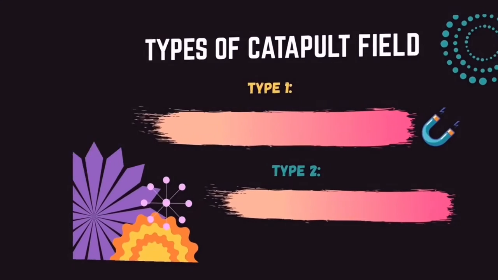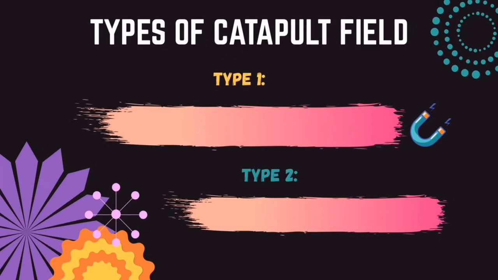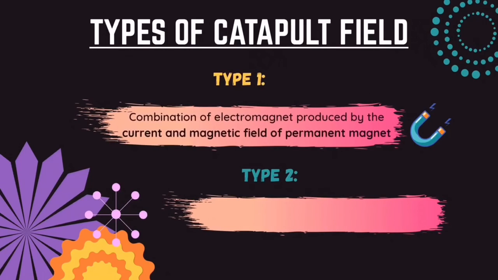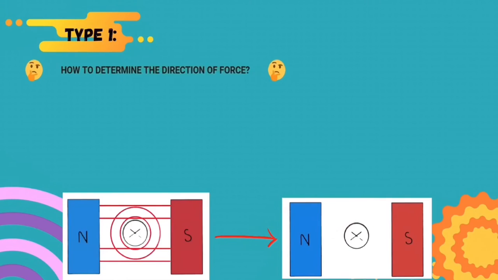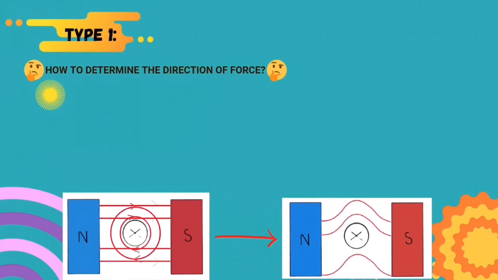Since we have understood the meaning of catapult field, now we will learn how to draw the pattern of catapult field as well as identify the direction of the force. The types of catapult field depend on the material used. The first type involves a permanent magnet and a current carrying conductor, while the second type involves a combination of two current carrying conductors.